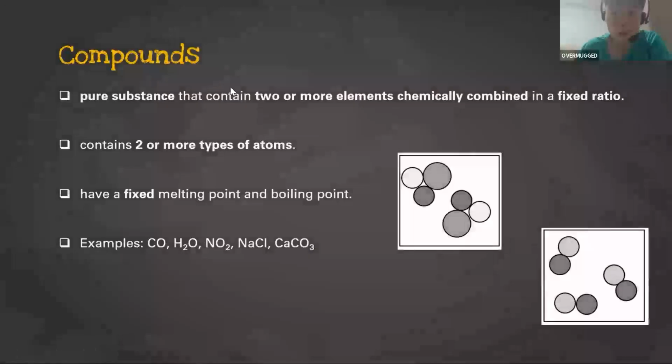Next, we go to compounds. Compounds are also pure substances that contain 2 or more elements chemically combined in a fixed ratio. For example, we all know that water is H2O. So what does that mean? One unit of water contains 2 hydrogen atoms and 1 oxygen atom. That's what this chemical formula means. So that's what I mean by fixed ratio. 2 hydrogen atoms and 1 oxygen atom make up 1 water molecule.